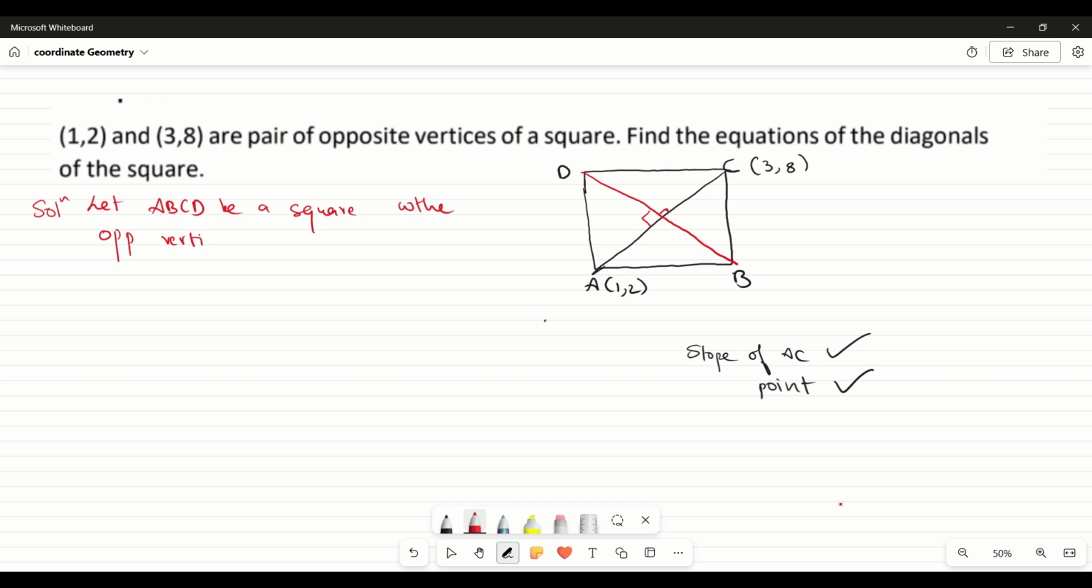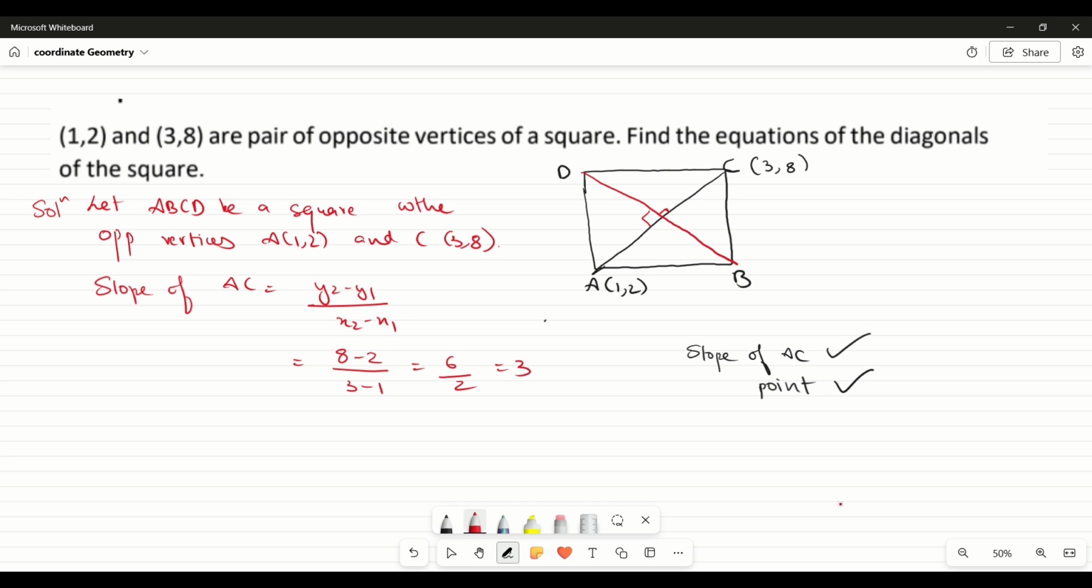Let ABCD be a square with opposite vertices A (1, 2) and C (3, 8). We have to find the equation of the diagonals. Okay, so can I write that the slope of AC is (y2 minus y1) over (x2 minus x1), right? What's y2? We can consider 8 minus 2 over 3 minus 1. 6 divided by 2, which is what? 3. That means the slope of AC is 3.